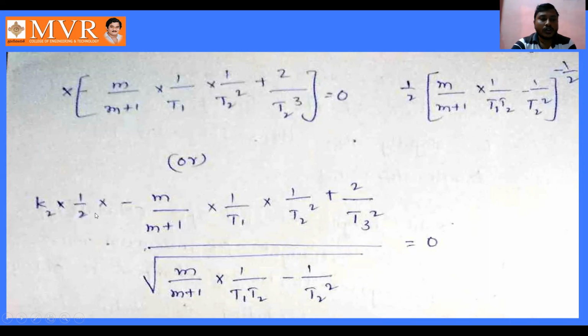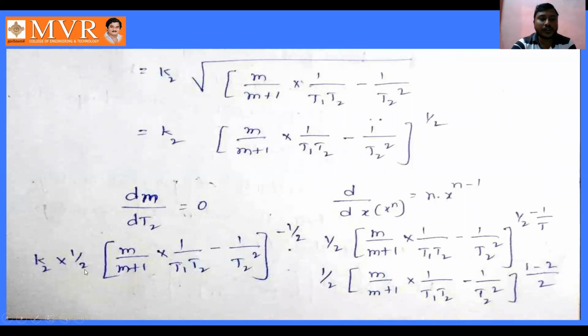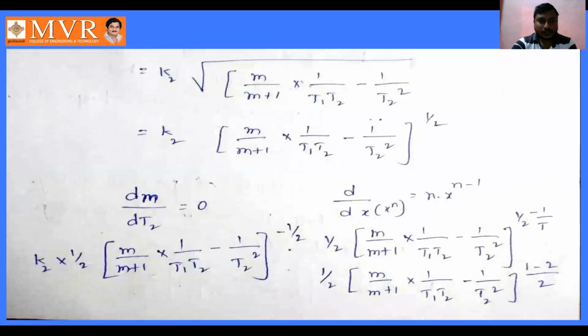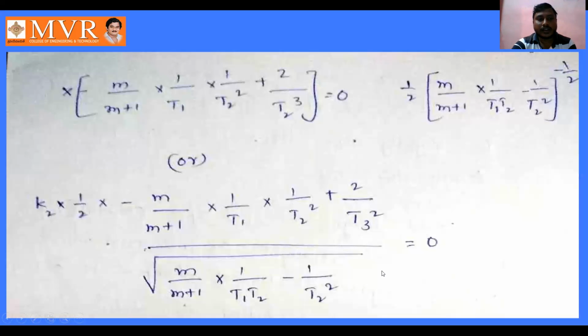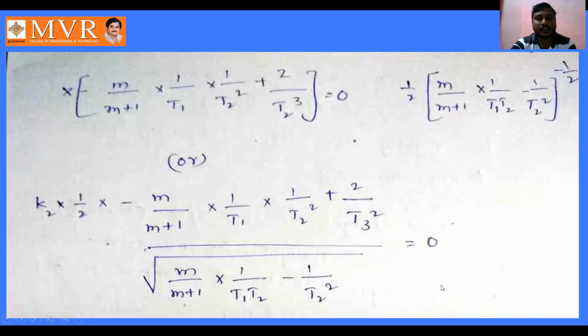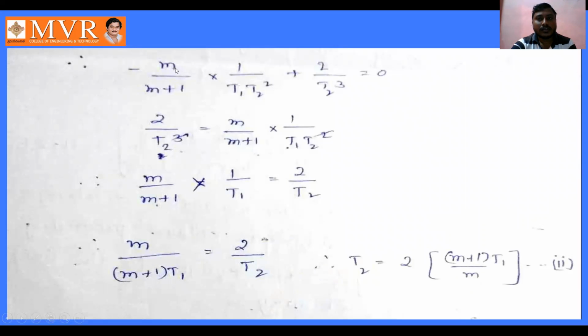Or we can write this equation as k2 into half into, we are writing the equation, minus m by m plus 1 into 1 by t1 into 1 by t2 square plus 2 by t2 whole cube. We have this equation: root of m by m plus 1 into 1 by t1 into t2 minus 1 by t2 square is equal to 0. And hence we are equating the above equation to 0: minus m by m plus 1 into 1 by t1 into t2 square plus 2 by t2 whole cube is equal to 0.